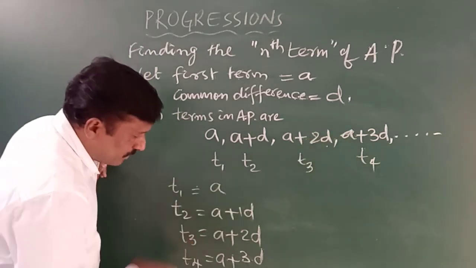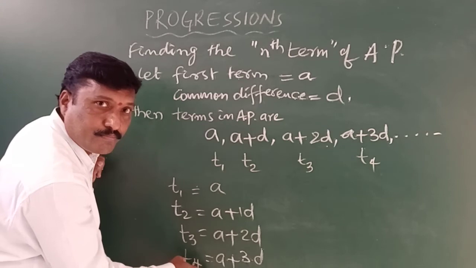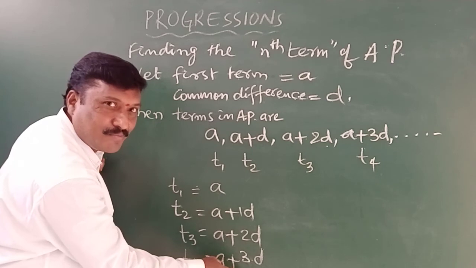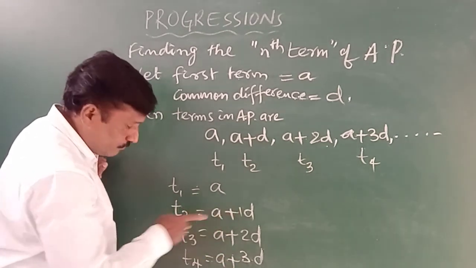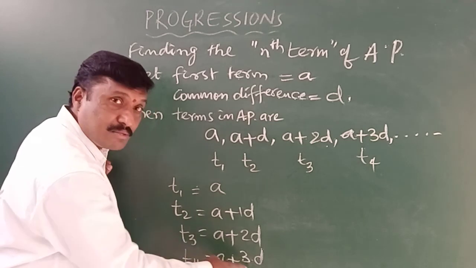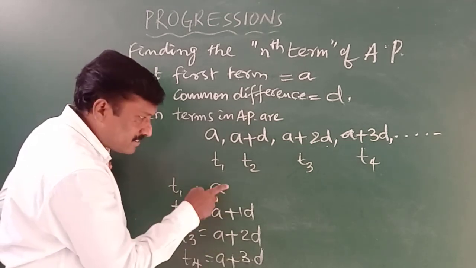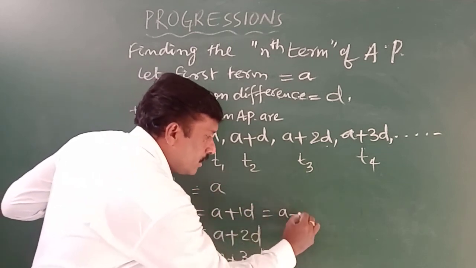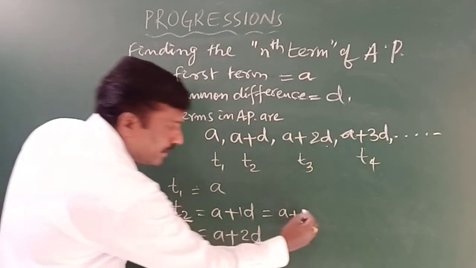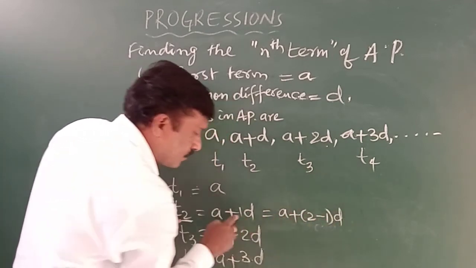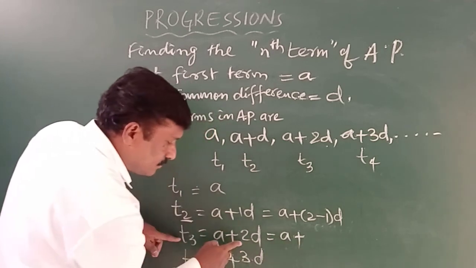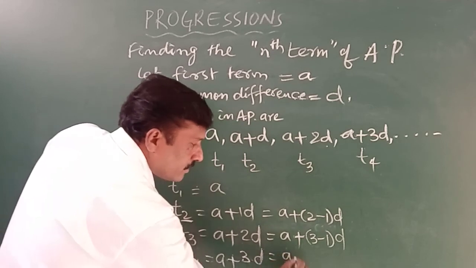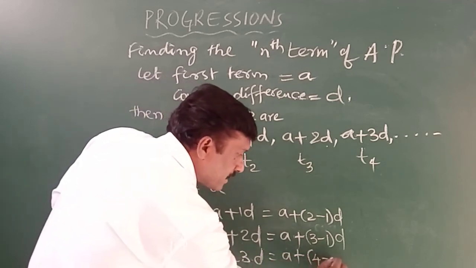In all these cases, you can observe this a is coming same, plus is coming same, this d only changing. You can see second term means 1d, third term means 2d, fourth term means 3d. So I can also write this a plus, this is second term, it is 2 minus 1 into d, 1d. Here it is a plus 2d means that is the third term, 3 minus 1 into d. Here it is fourth term, 4 minus 1 into d.